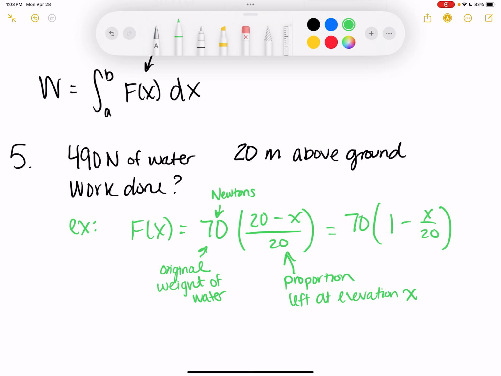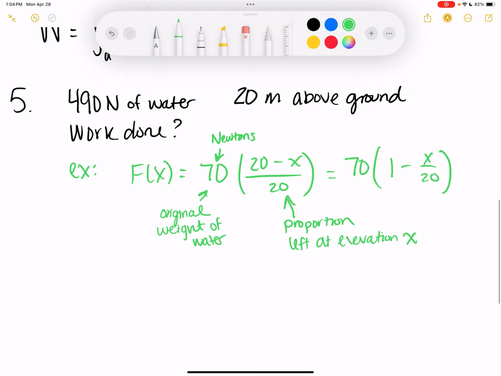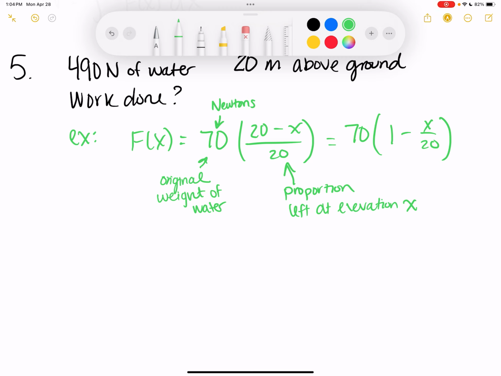Now, for our situation, we're looking at it for an initial weight of the water being 490 newtons. So I'm going to be changing the 70 to 490, which is really the only difference here. Then actually solving it out would be the next thing. But we need the integral from 0 to 20 of the force, which is what we're getting ready to write out.